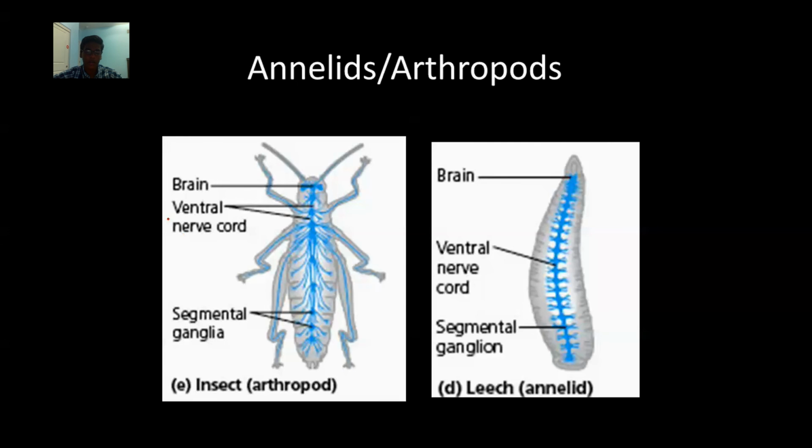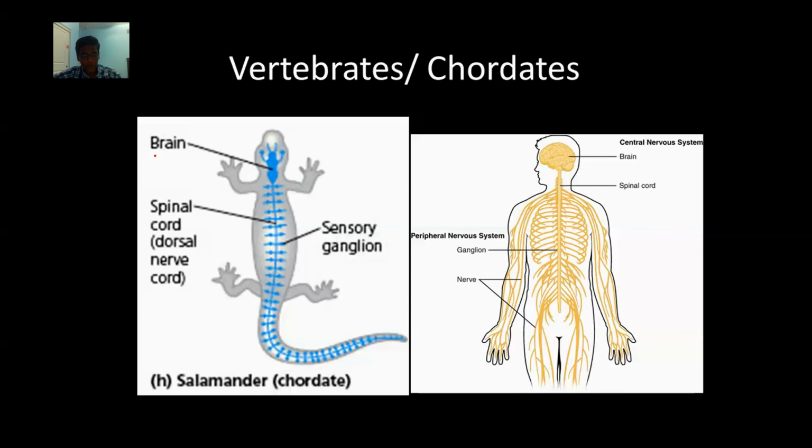Annelids and arthropods, although they belong in different phyla, have very similar nervous systems. They are characterized by a brain, a ventral nerve cord, and a segmented ganglia, also seen in the leech. The segmented ganglia helps to more easily control each segment of the body. This can help survival, and the ganglia can process information from the sense organs located on the exoskeleton barrier. They both have a brain, which foreshadows the evolution.